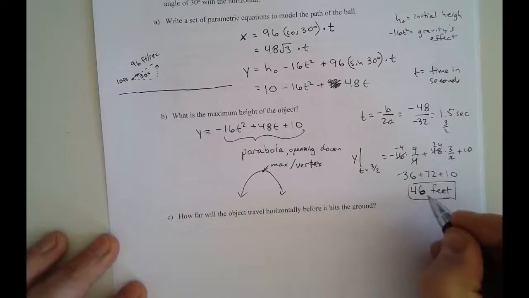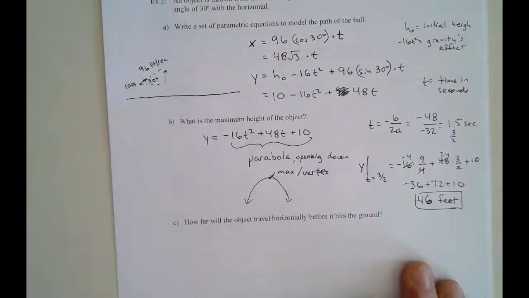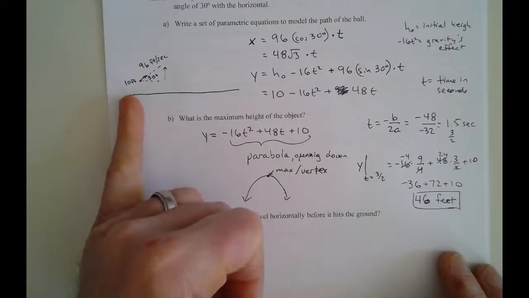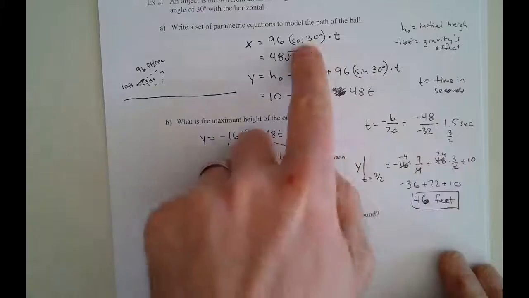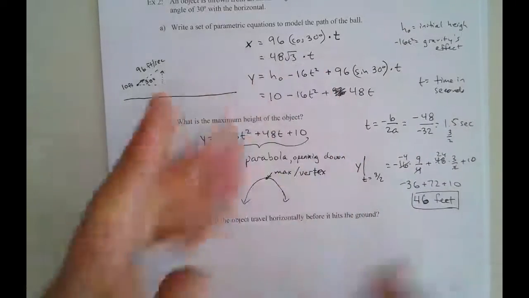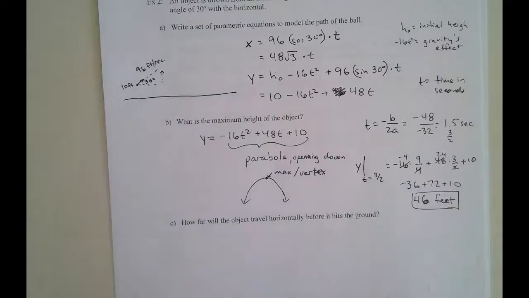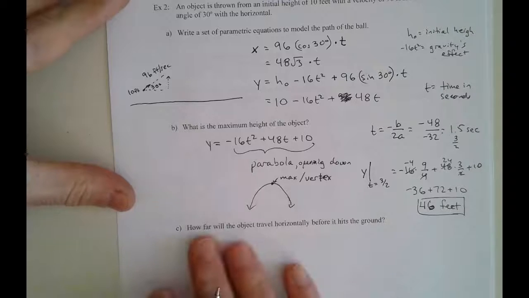Notice x has nothing to do with that problem because x is all about your distance left to right. It has nothing to do with the height there. So if we wanted to find the location, how far away it hit its maximum height, you would take the 1.5 and plug into the x equation, and that would tell you how far away from the launching point you would stand to actually be right underneath the peak. Okay? So go to C.